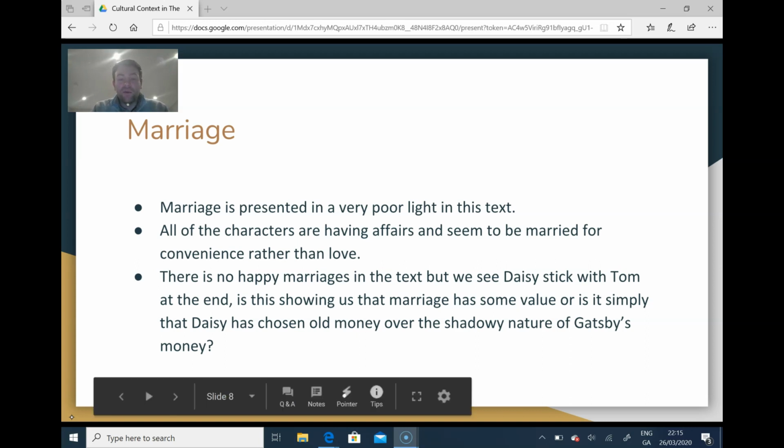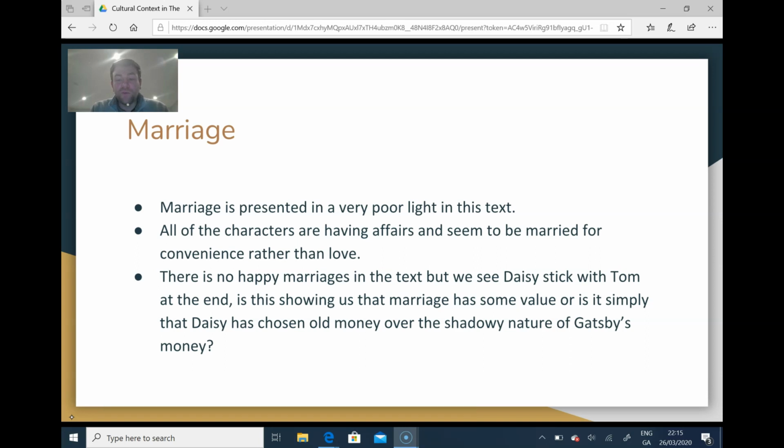There are no happy marriages in the text, with Tom at the end. Is this showing us that marriage has some value, or is it old money over the shadowy nature of Gatsby's money? Here's a question. Had Gatsby's money been legitimate, had he legitimately made his way to the top, would she have stayed with Tom, or would she have gone with her heart and left with Gatsby? Okay, we can't answer that question. That's up to you, again, interpretation.